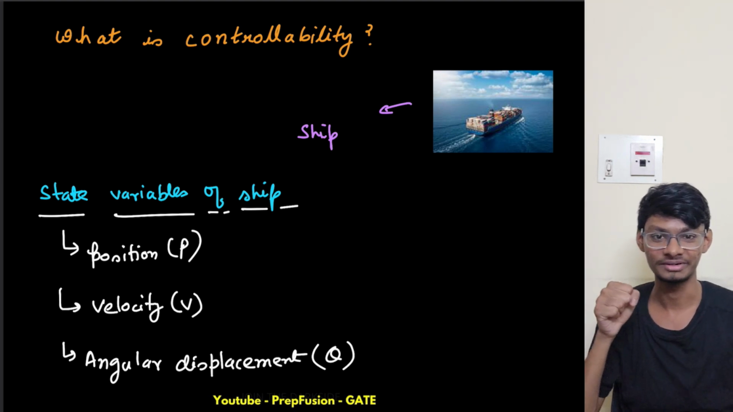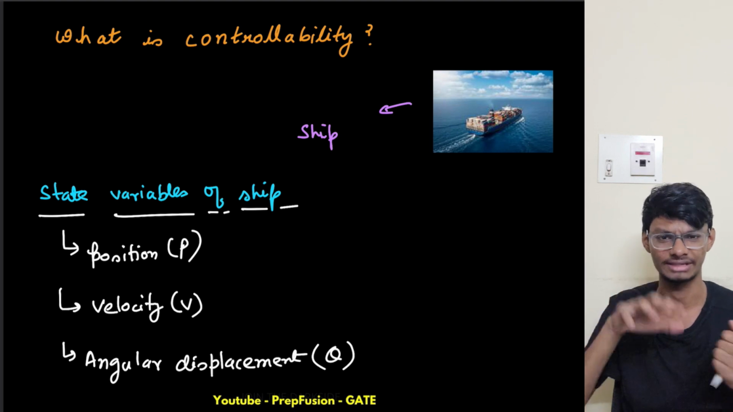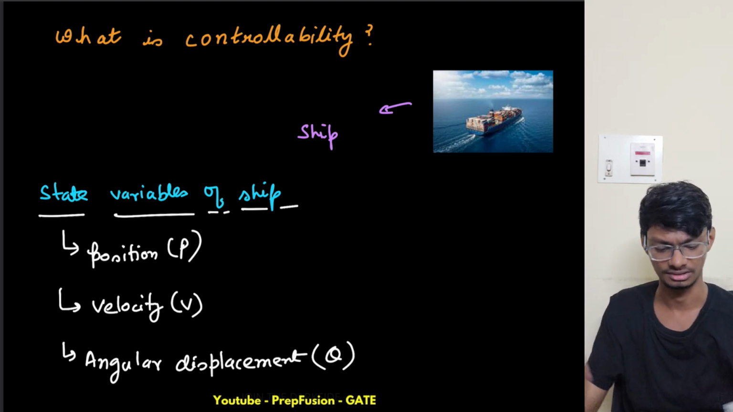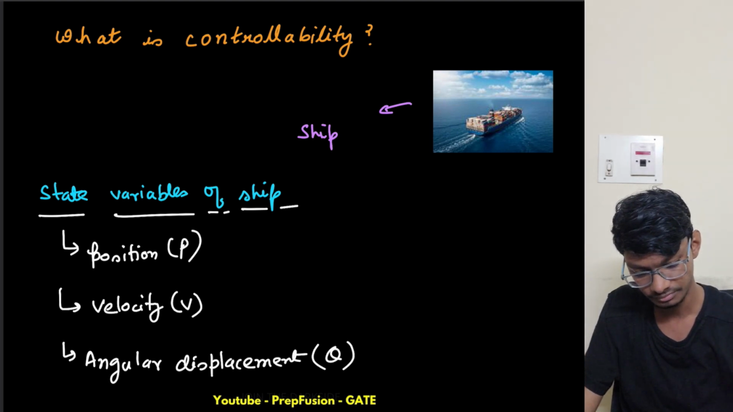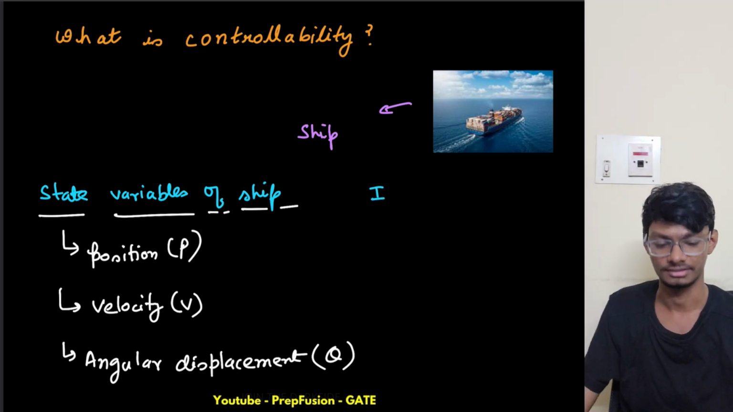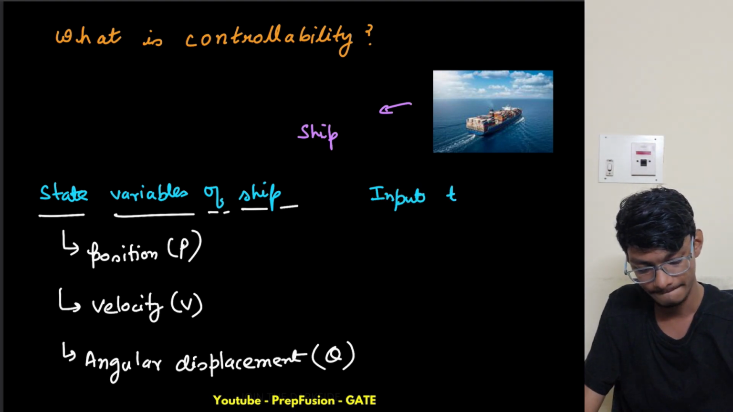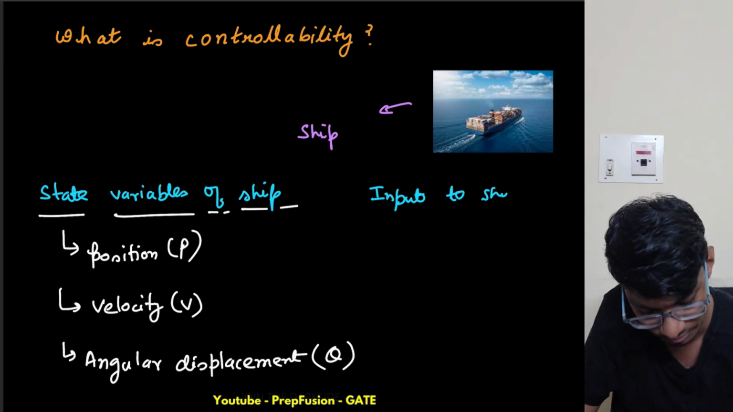Another one is how fast it will accelerate. I think they control that just like a car. So for the input to the state variables, I will just choose these two. Obviously there may be many, but I will choose these two because I don't know all the examples. So input to the ship.